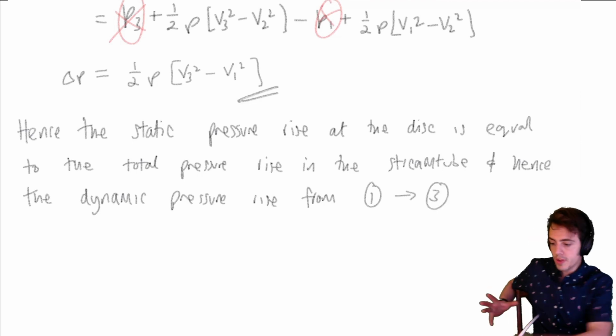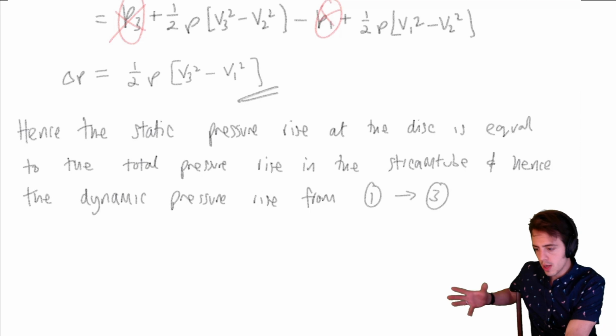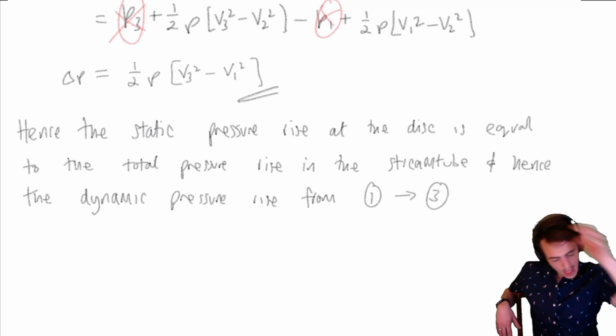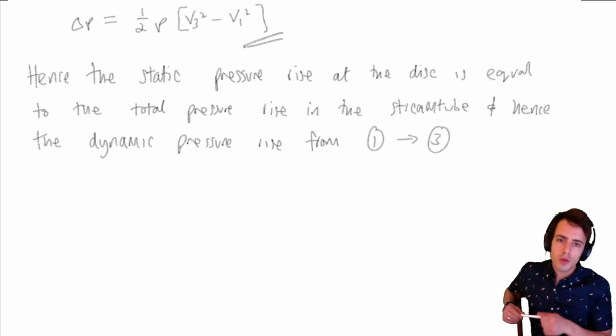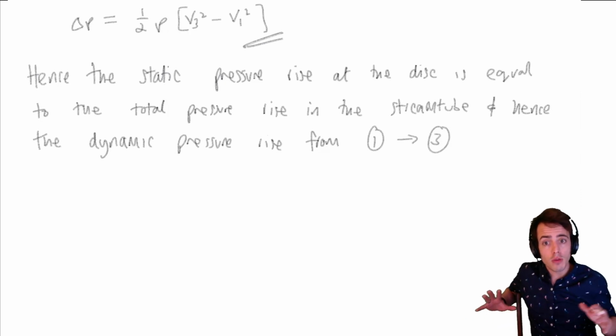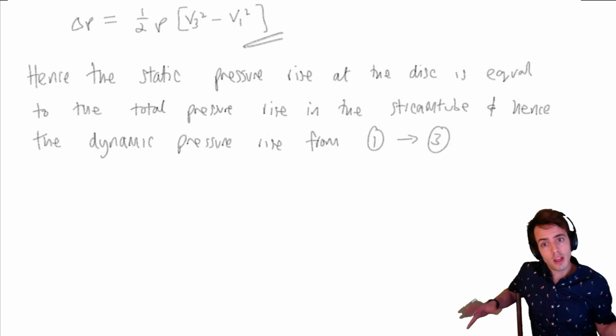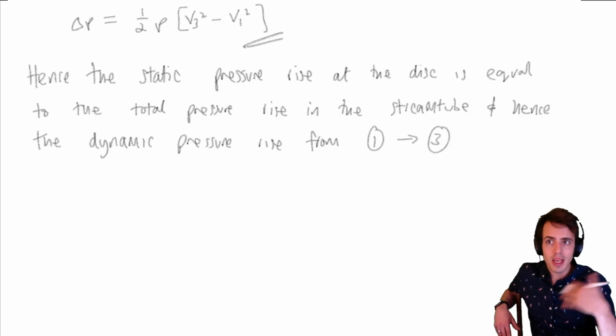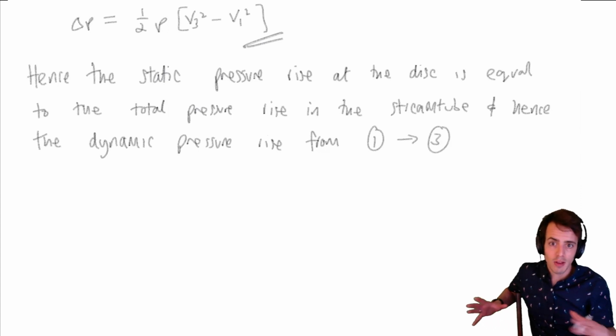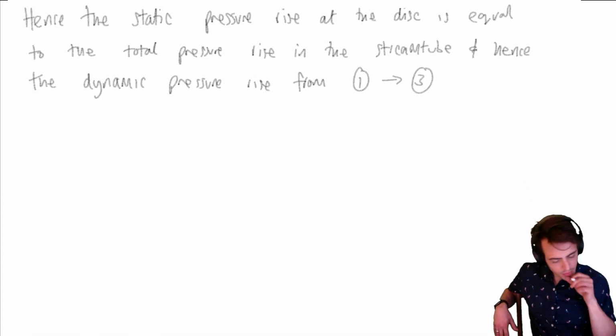Okay, so it's equal to the dynamic pressure rise from 1 to 3. So now we've got this written down, we're going to look at two different means of expressing our total thrust, and this is going to help us develop a relationship for these velocities V1, V2 and V3, how they interrelate, and ultimately an expression for the axial and tangential induction factors.